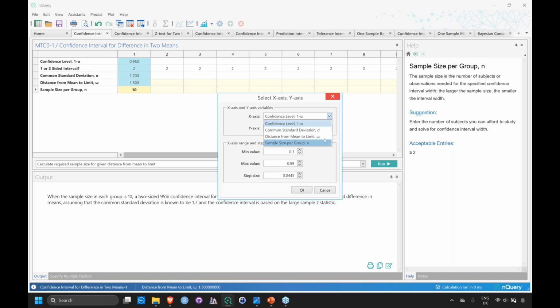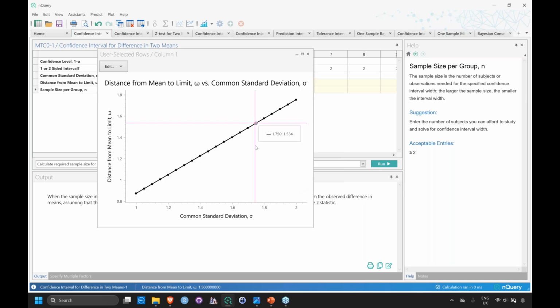So sigma goes on the x-axis, omega on the y. Our standard deviation estimate was 1.7. So let's vary this from, let's say, 1 to 2 in steps of 0.05. Click OK. And you see we get a linear relationship. If the standard deviation is 1, then the half width is quite narrow at 0.877. But when the standard deviation was larger, indicating less precision, the confidence interval width was wider. The half width here, 1.753.